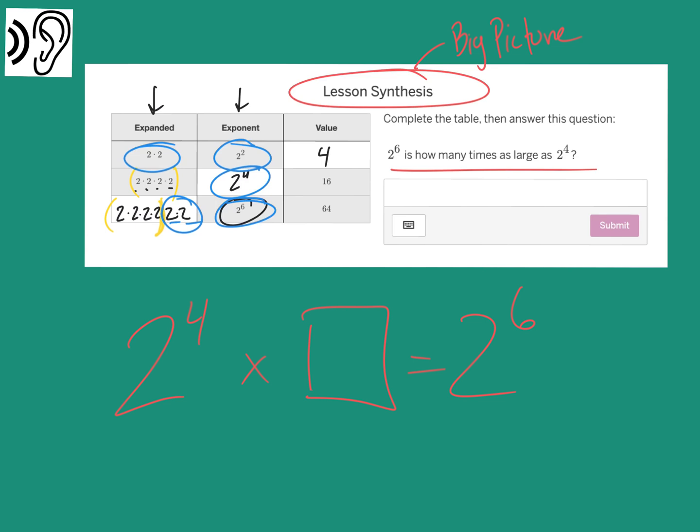Well, why could that possibly be true? Well, we have right here, 2 to the 4th times 2 to the second. What does that equal? Well, it's 2 to the 6th. It's right here. So now our final idea here is how many times as large is 2 to the 4th to 2 to the 6th? It's 2 to the second.